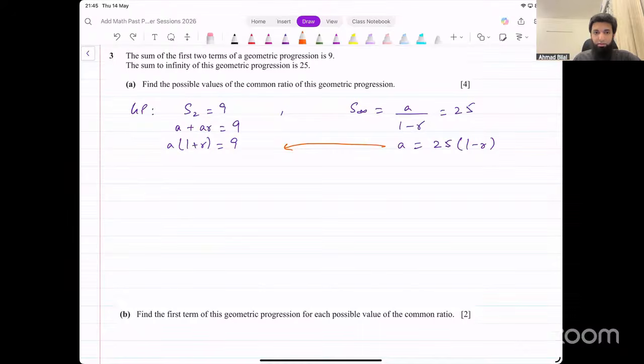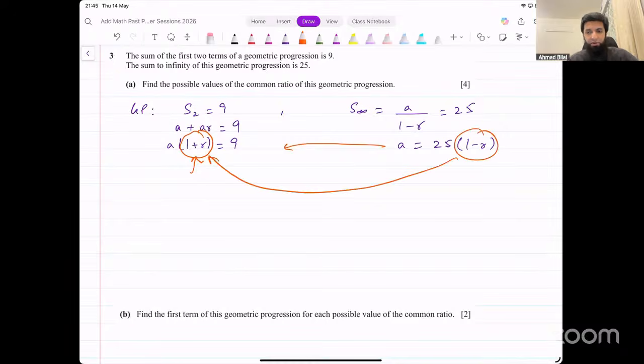What I've done is, I'm not multiplying 25 with 1 minus R. The reason for that is I saw that we had 1 plus R here, right? We had 1 plus R here. So it might be a good idea to multiply 1 minus R and 1 plus R, and that will become 1 minus R squared, right? That will make things more efficient.